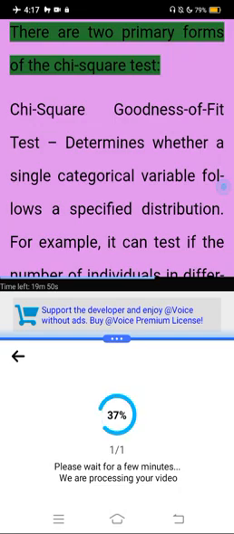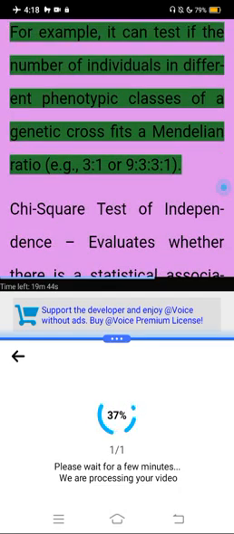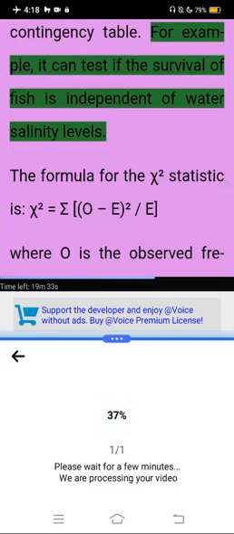There are two primary forms of the chi-square test. Chi-square goodness of fit test determines whether a single categorical variable follows a specified distribution. For example, it can test if the number of individuals in different phenotypic classes of a genetic cross fits the Mendelian ratio, e.g., 3:1 or 9:3:3:1. Chi-square test of independence evaluates whether there is a statistical association between two categorical variables, often presented in a contingency table. For example, it can test if the survival of fish is independent of water salinity levels.